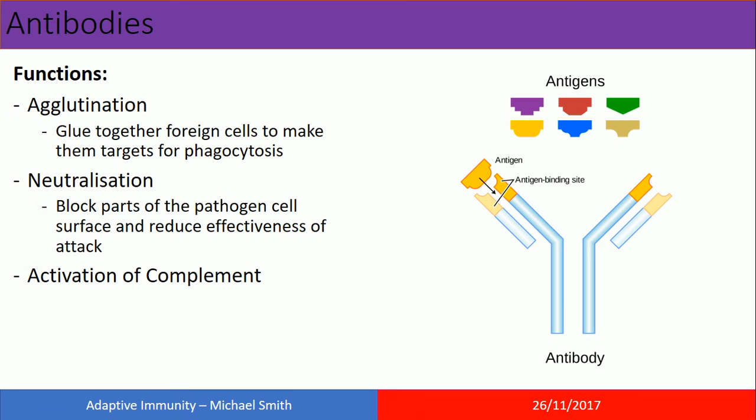They also have a role of neutralizing the pathogen because they can bind to parts of its cell surface and block them from working, and that stops them from attacking our body. And they also have their role of activating complement, as we talked about in the previous video, through the classical pathway where we have our antigen-antibody complex forming, and that's our C1.